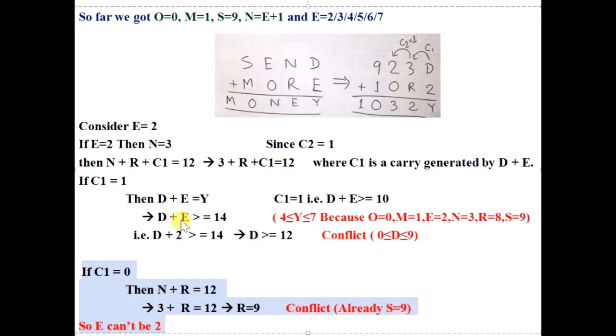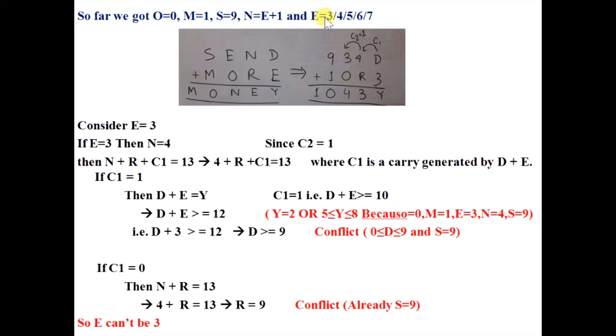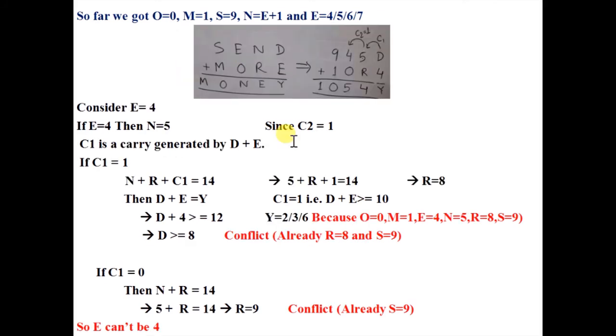So the value of D plus E must be greater than or equal to 14 because you are generating a carry. It means D plus 2 must be greater than or equal to 14, which implies D is greater than or equal to 12. That means again it is a conflict. So we are not getting the value of E as 2. Similarly, for E equals 3, again you will get a conflict, both for C1 equals 0 and C1 equals 1. For E equals 4, again you will see the conflict in both cases, for C1 equals 1 and C1 equals 0.